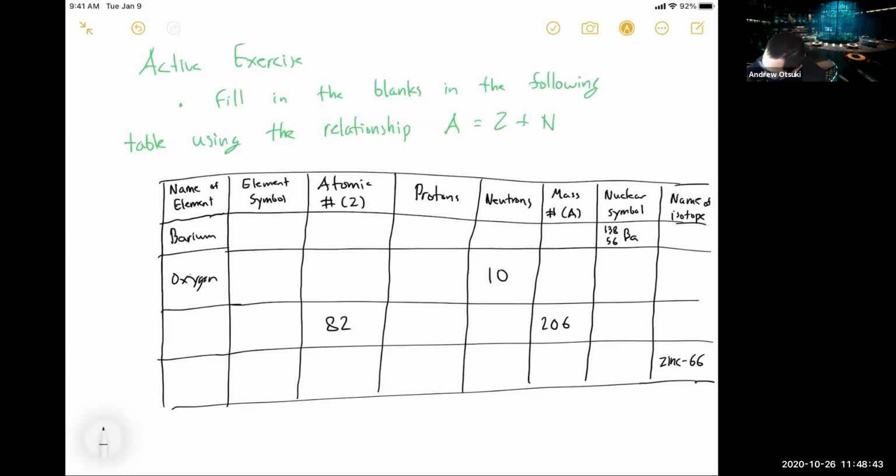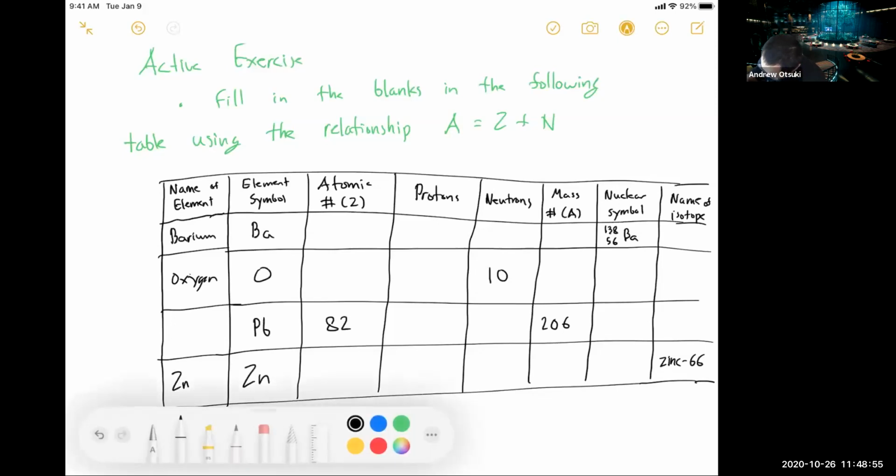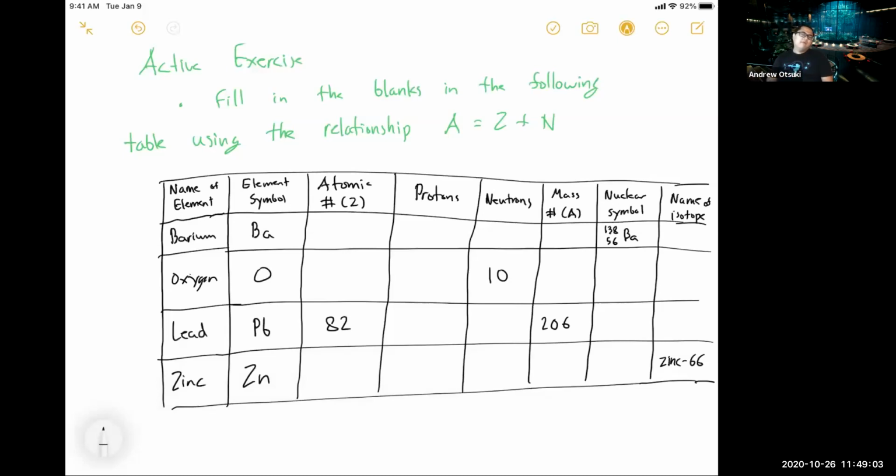Element symbol for barium is Ba. Oxygen, O. This element is actually Pb. We'll talk about what that is. And zinc is right here. Pb is lead. It comes from the name plumbate, which was a common name to refer to lead. So atomic number for barium, 56. Oxygen is 8. Lead is 82. Zinc is 30. Protons will always match the atomic number. So keep that in mind: 56, 8, 82, 30.